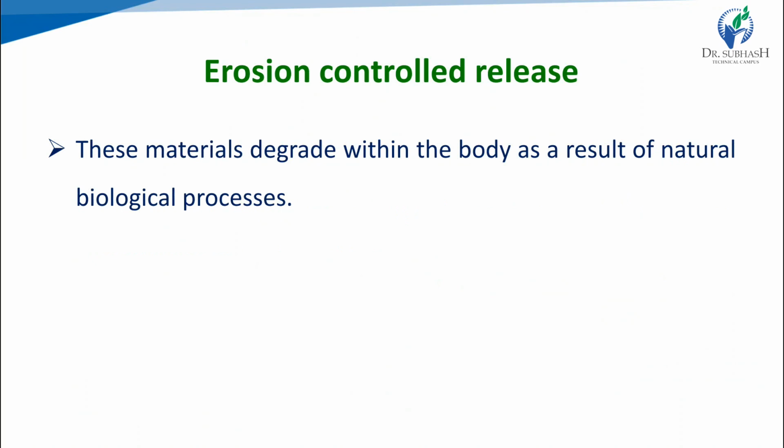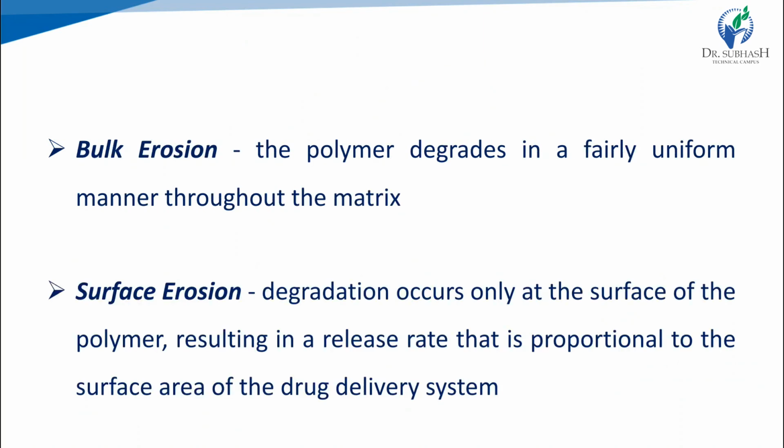The third mechanism for this control release is erosion based control release. These are materials that degrade within the body as a result of any natural biological process, that is chemical based or enzyme based degradation. So they are further classified into bulk erosion and surface erosion.